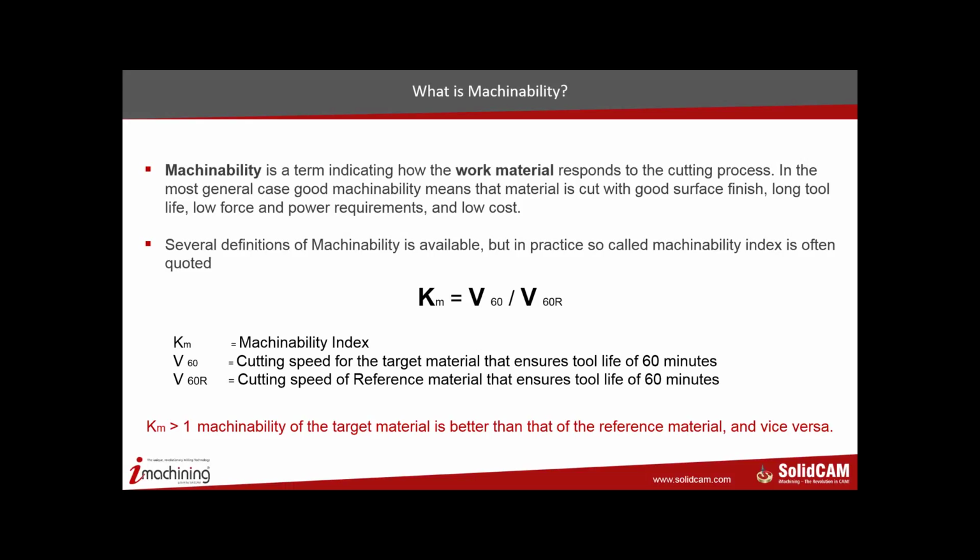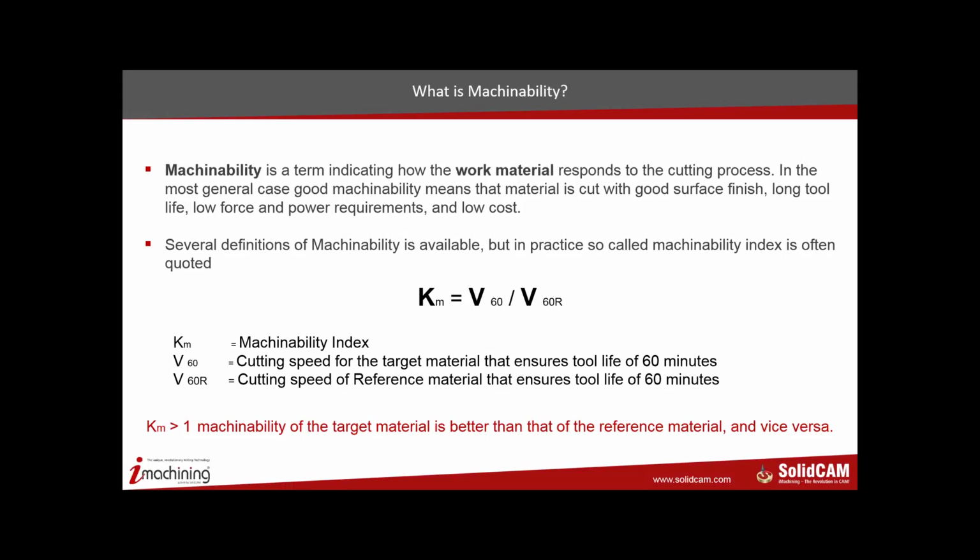What cutting speed should be used so that the tool life is 60 minutes? That is V60 divided by V60R, which is the cutting speed of a reference material that ensures a tool life of 60 minutes. Now I will explain this formula because it's very interesting, because it helps you determine which material is more machinable and which has less machinability.